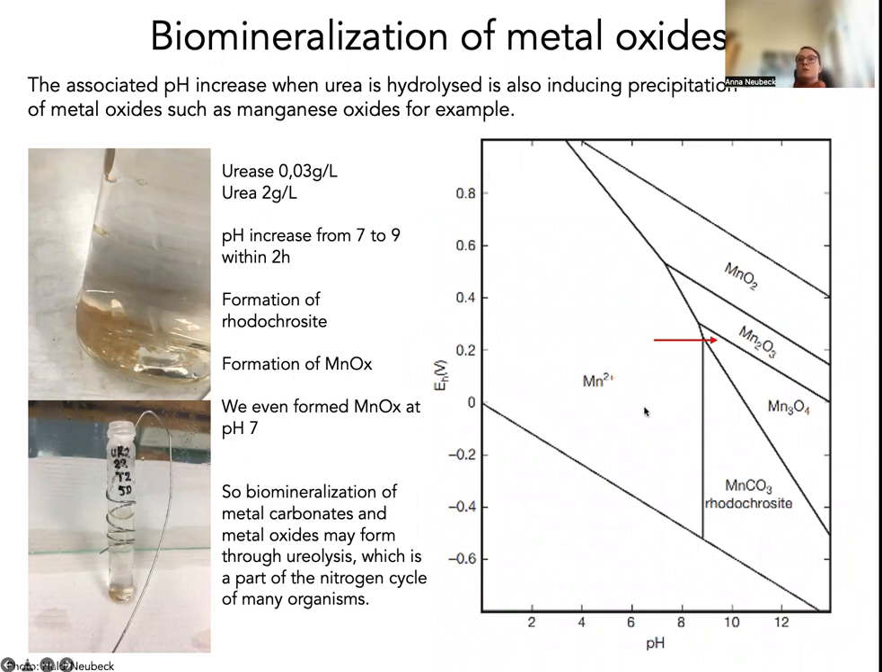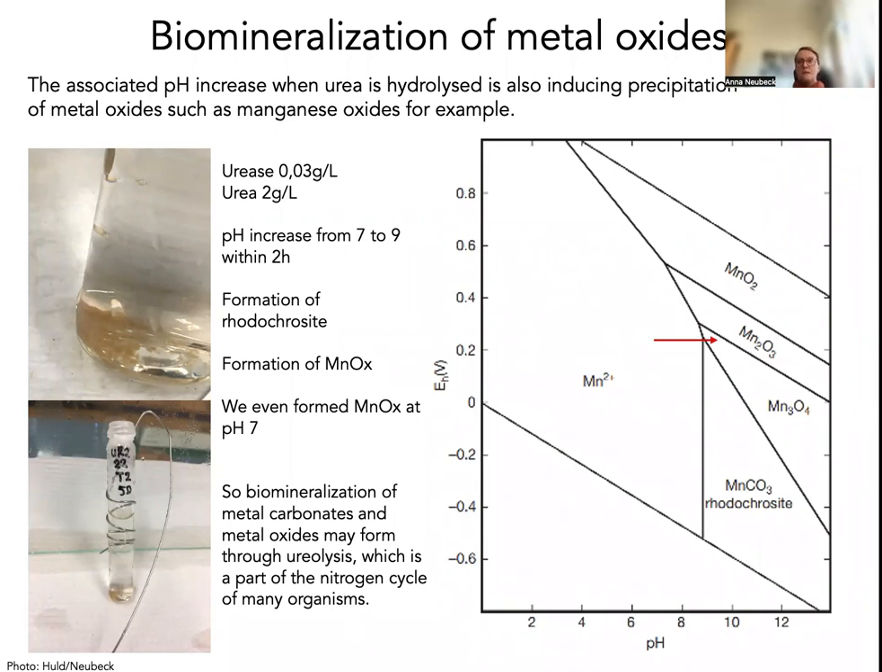So we wanted to look if we could use urease and urea to increase pH and thus oxidize manganese. And we could see that within 2 hours, we could increase the pH from 7 to 9 and precipitating either rhodochrosite, which is a manganese carbonate, or form manganese oxides, or both in the same experiment. So biomineralization of metal carbonates and metal oxides may form through this process.